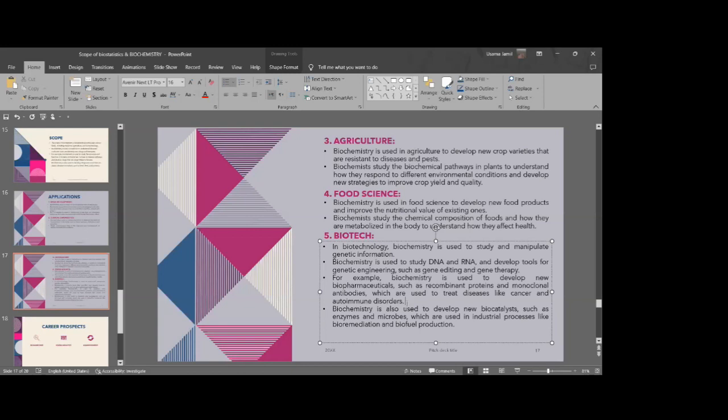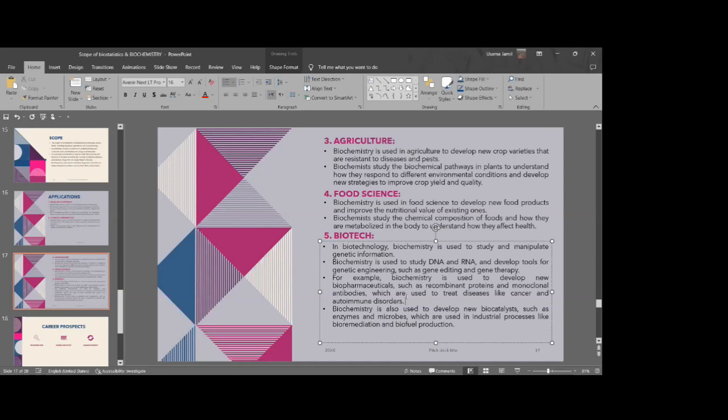These two fields are also closely related. Biochemistry is also used to develop new biocatalysts, such as enzymes, and in biofuel production. This is also a big application. As we are running out of fossil fuels, in biofuel production, microbes are being employed. In remediation, we are also using microbes to overcome pollution, and the water pollution we are having.